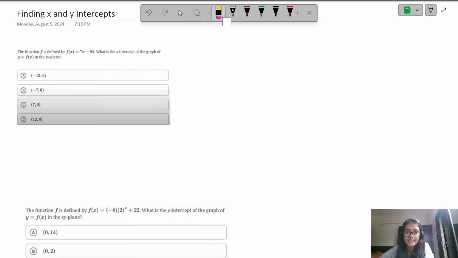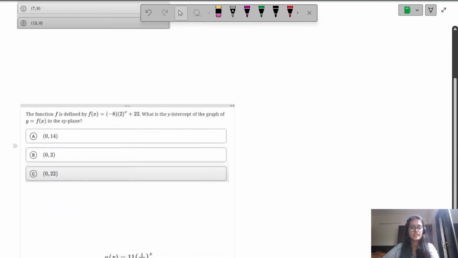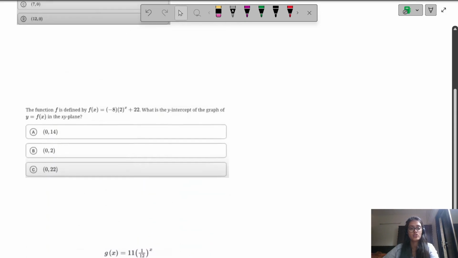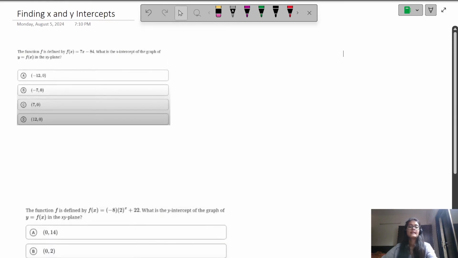This is the third part of the series, and in this part we are going to see how we can do questions of finding out x and y intercepts on DESMOS. I have taken three questions. The first question is of a linear function, the second one is an exponential function, and the third one is also an exponential function. Let's see the first one.